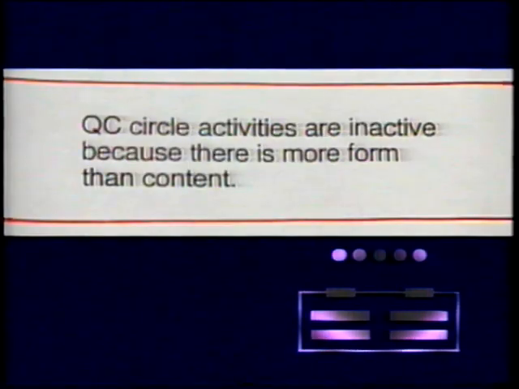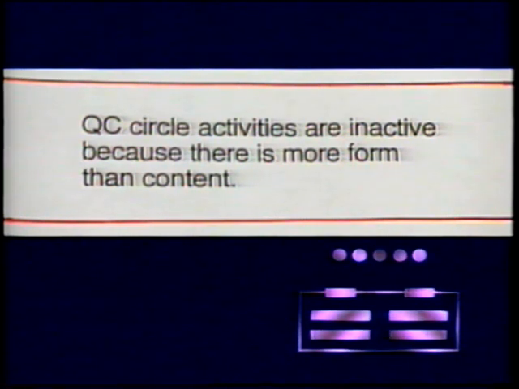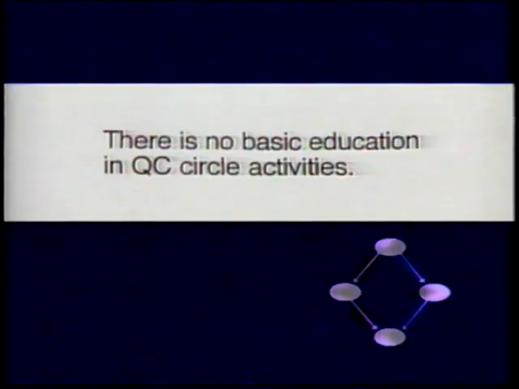Welcome to the final volume of this 3-part series on the 7 new tools for QC. In Volume 2, we used an affinity diagram to select a particular problem faced by group leaders in our sample factory. It was that QC circle activities are more form than content. Then we used a relations diagram to pinpoint major causes of the problem. We picked out 4.